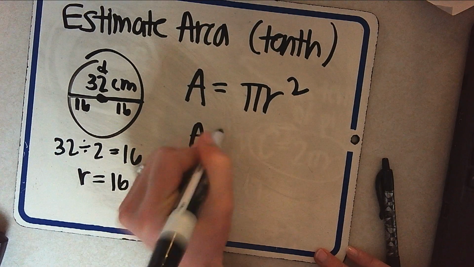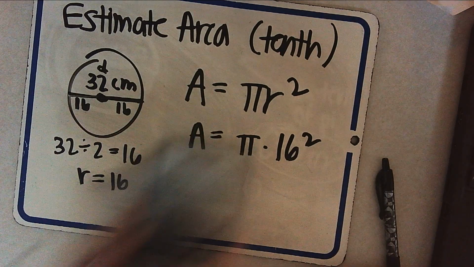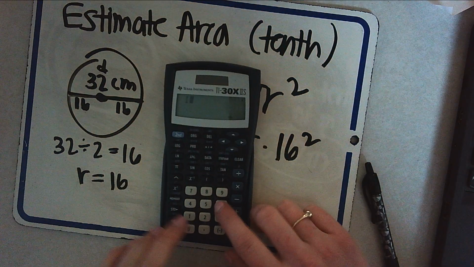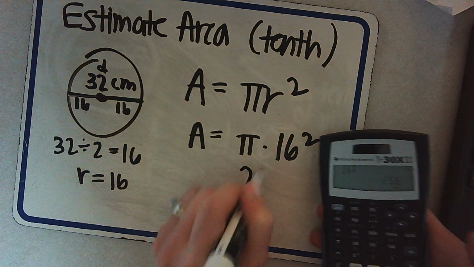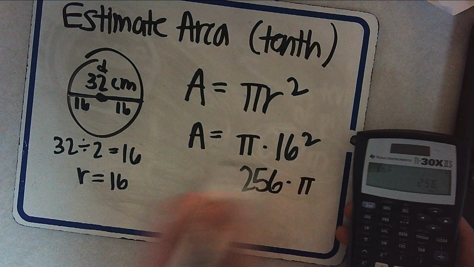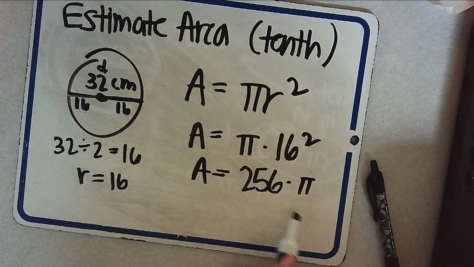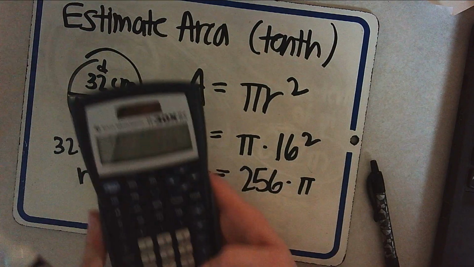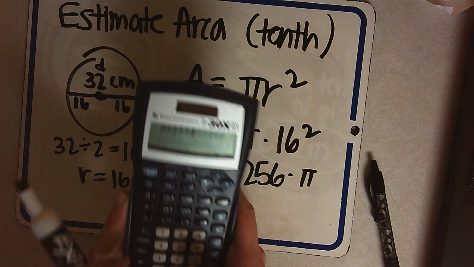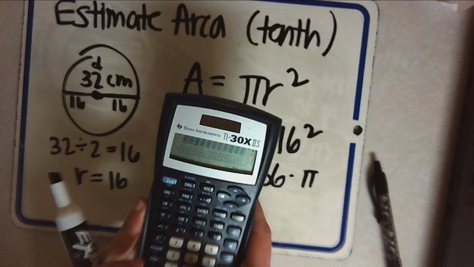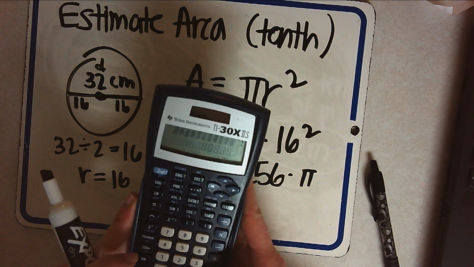So area equals pi times 16 squared. Then I'm going to pull out my calculator and do 16 to the second power, which is 256 times pi. If they wanted this in exact terms, we would leave it as 256 pi. But this time we're estimating to the nearest tenth. If you have a scientific calculator, you can multiply by pi. If you don't have the pi button on your calculator, you can always multiply by 3.14, which is what we're going to be doing in today's lesson.